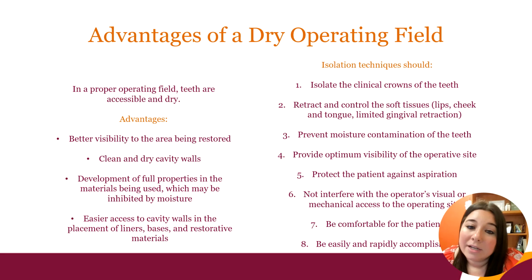And isolation techniques should, one, isolate the clinical crowns of the teeth. They should retract and control the soft tissues, including the lips, cheek, and tongue, and offer limited gingival retraction as well. They should also prevent moisture contamination of the teeth, provide optimum visibility of the operative site, protect the patient against aspiration, not interfere with the operator's visual or mechanical access to the operating site, be comfortable for the patient, and be easily and rapidly accomplished. So we don't want anything too difficult that's going to make our jobs harder. We want it to be fairly quick and simple.